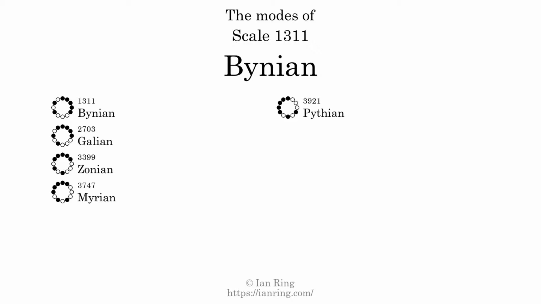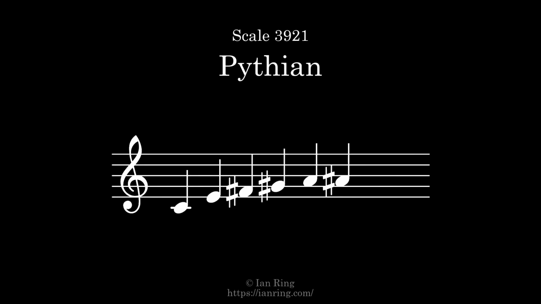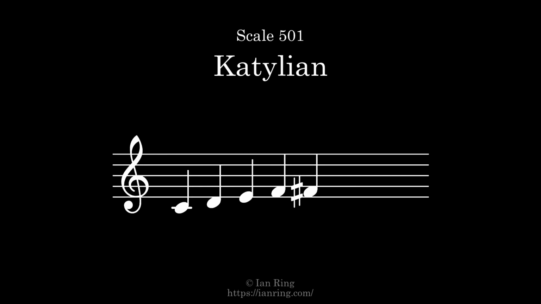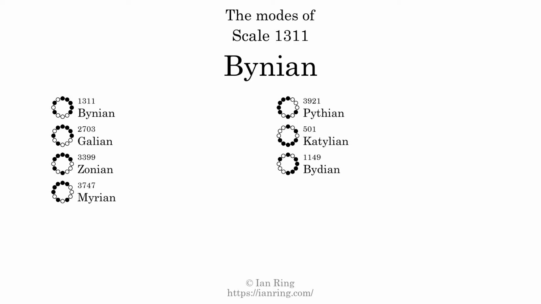The fifth mode is scale 3921, also known as Bynian. It sounds like this. The sixth mode is scale 501, also known as cotillion. It sounds like this. The seventh and last mode is scale 1149, also known as Bynian. It sounds like this.